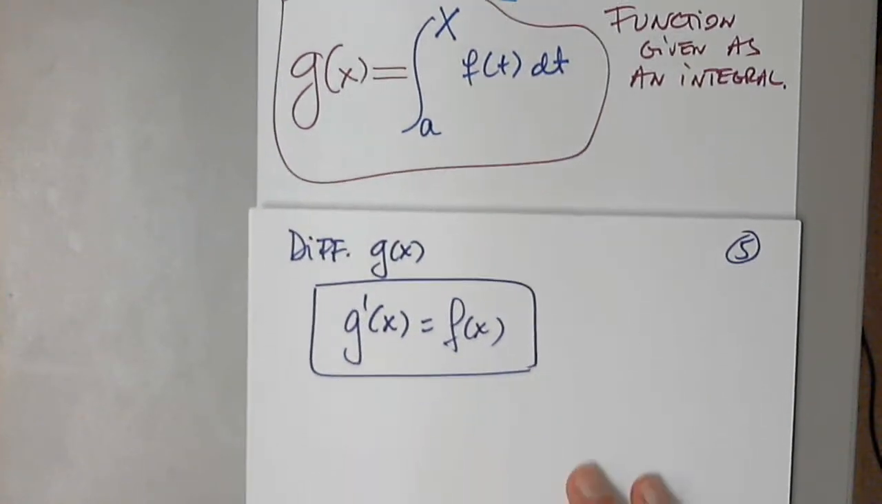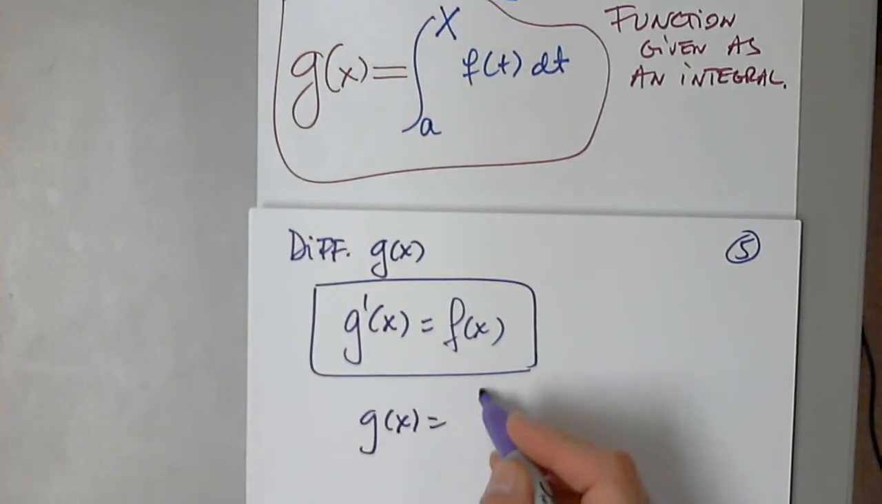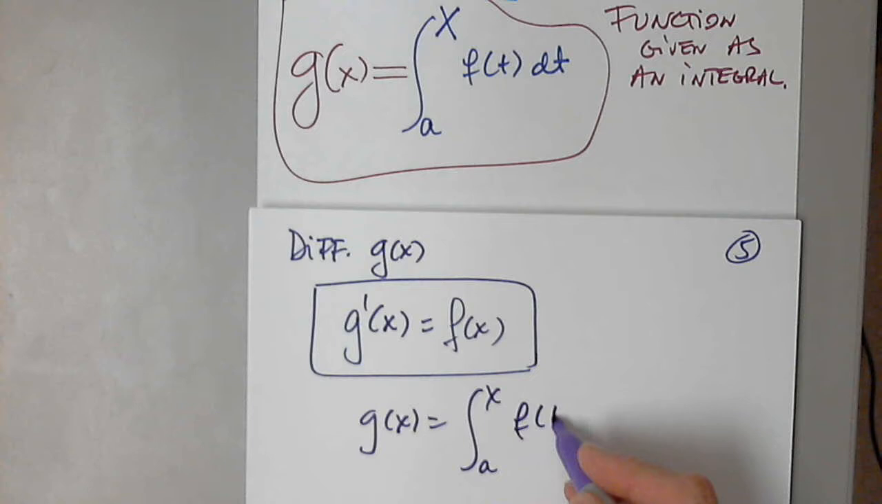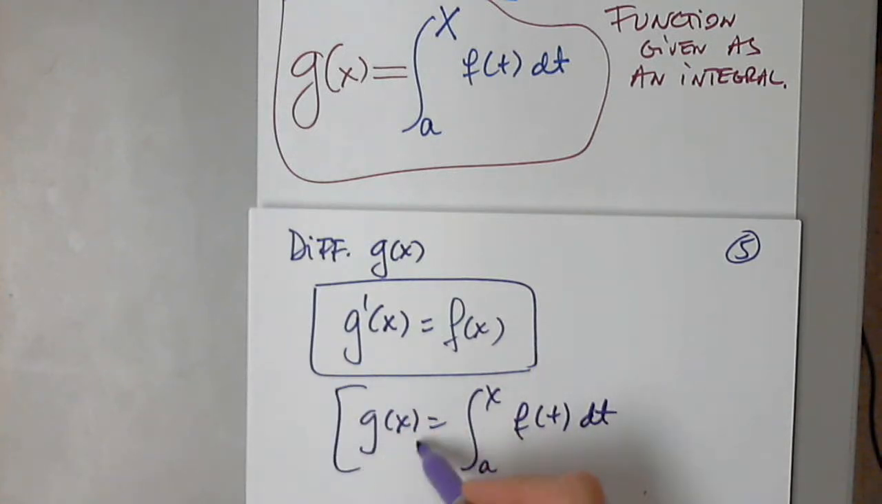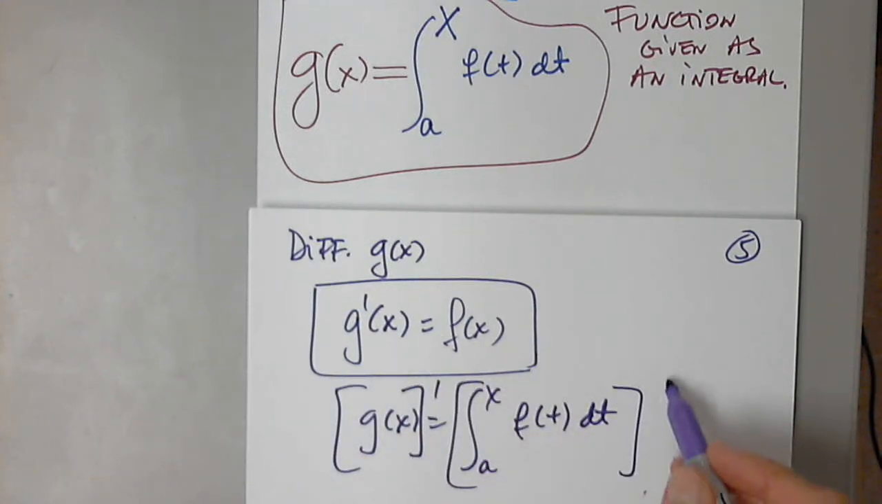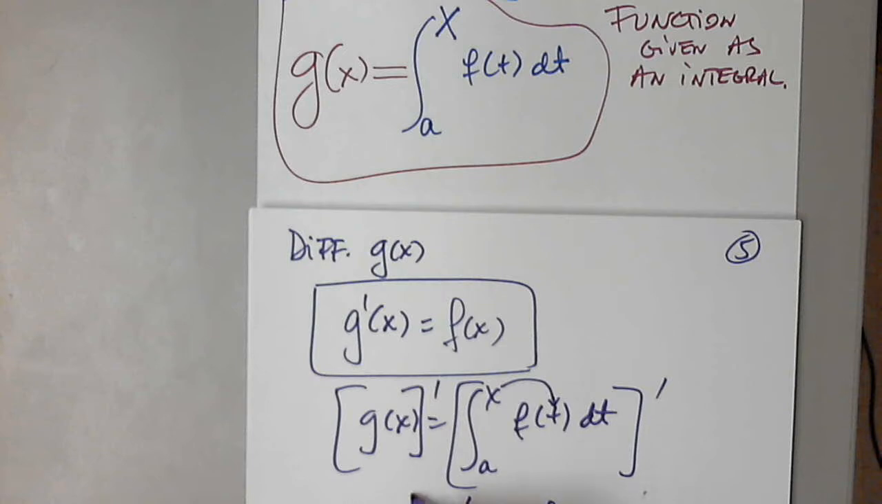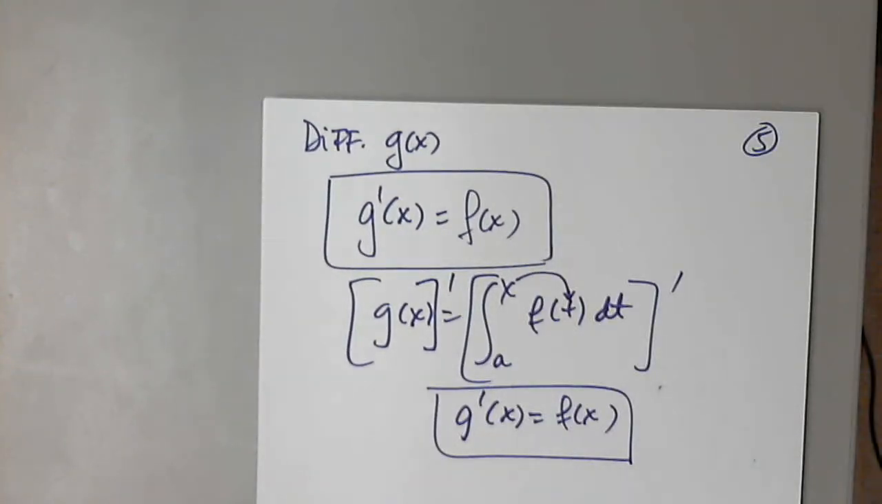So let me write it one more time for you. The function is given in the form of an integral, and we're asked to differentiate both sides. And we get g prime of x equals f of x. That's the fundamental theorem of calculus part 1.